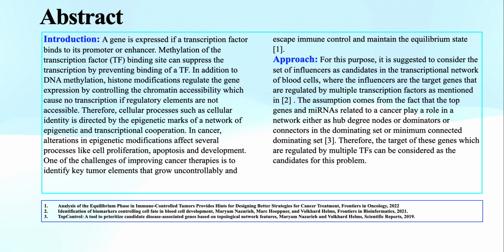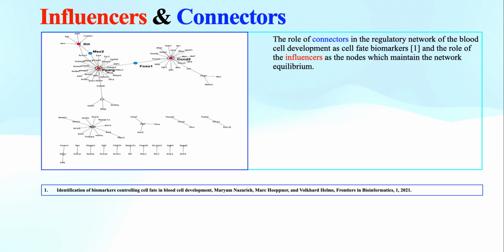The assumption comes from the fact that the top genes and microRNAs related to a cancer play a role in a network either as half-degree nodes, dominators, or connectors in the dominating set or minimum connected dominating set. Therefore, the target of these genes, which are regulated by multiple transcription factors, can be considered as the candidates for this problem. Here I have displayed the set of influencers and connectors by red and blue colors as self-weight biomarkers and as the nodes which maintain the network equilibrium.